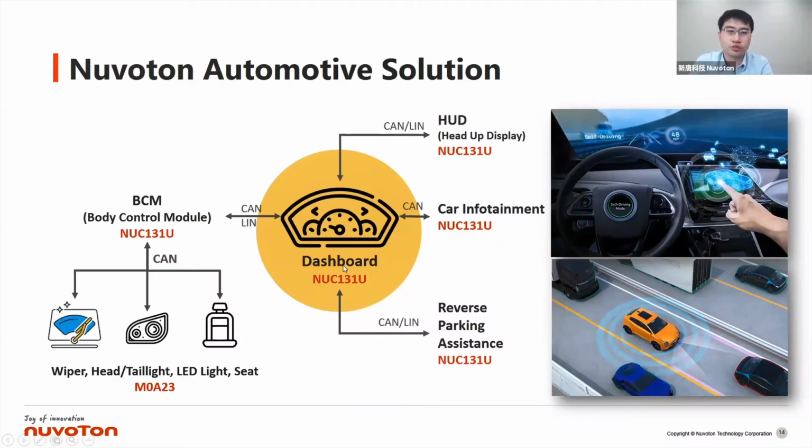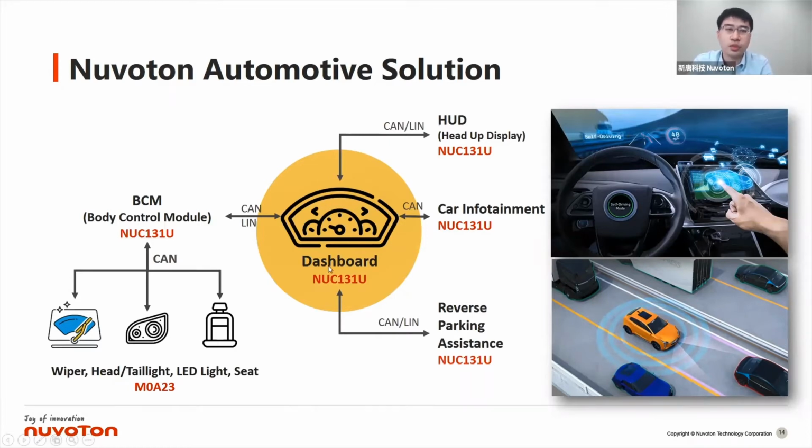We can start from the dashboard. The dashboard needs a CAN interface to communicate with other devices like the car infotainment, or we need to connect the HUD, head-up display, by the CAN or LIN function. And in addition, we need to connect the reverse parking assistant from CAN. So in this application, both of them need the CAN interface to communicate with each other. And for this application, I would like to introduce our NUC131U for you. It is a very powerful microcontroller, and it provides a CAN interface to communicate. You can use it to communicate with other devices.